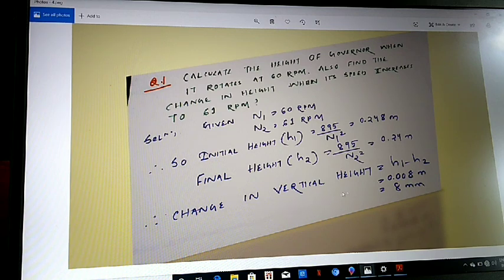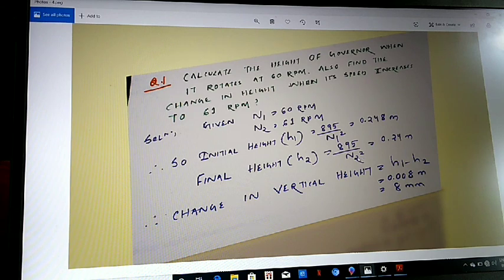So what is the change in vertical height? The question was to find the change in vertical height. So h1 minus h2 is equal to 0.008 meter, or if you are asking in millimeters, put down 8 mm. Units are very important in numerical calculation. So keep in mind that h will be in meter and n will be in rpm in this formula. If h was given and n is asked, then just reverse the condition. h1 and h2 will be in meter and n1 and n2 will be in rpm.